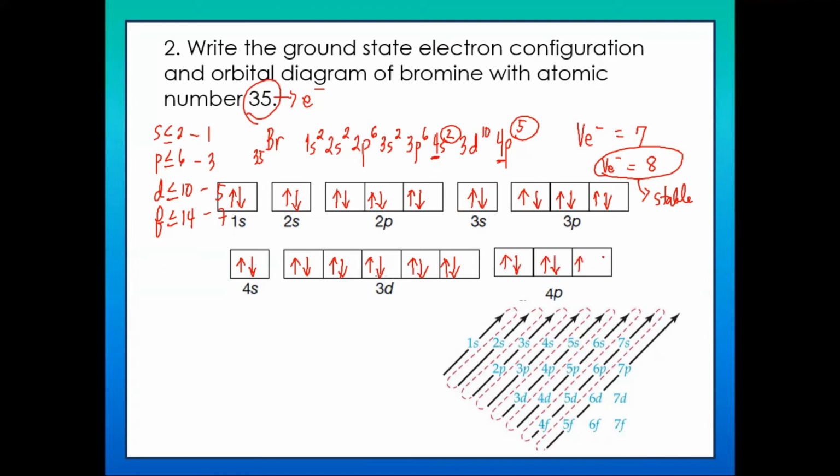So sir, is this incomplete? No. It is still correct. There's no downward here because as per the ground state electron configuration of your bromine, there are 35 electrons that you have to distribute. Okay? So hope you follow that one. Now let's take a look at the third example.